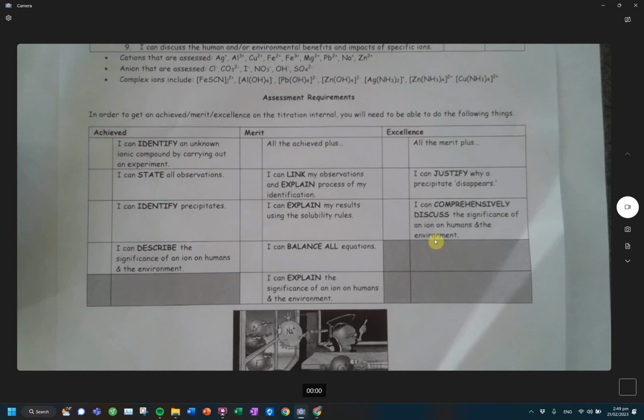And then for the Excellence, we're looking at why do precipitates disappear? Again, I'll talk about it when we get to that point in the material. And then the last thing is that it is comprehensive instead of just explain. So going really into depth and also taking it to that next step and explaining what concentration is in that story. So remember, when we're talking about concentration, it can make the difference between it being beneficial or toxic. My professor at university, when I studied toxicology, said to us, everything is toxic.